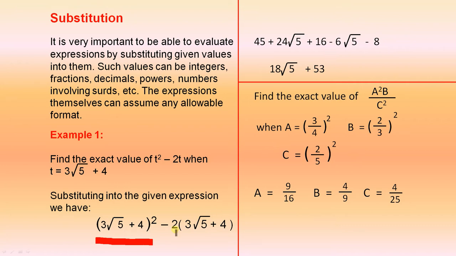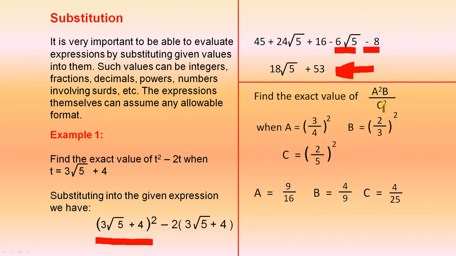Minus 2 outside of t, so 2 threes are 6, so that's minus 6 root 5. And minus 2 by plus 4 is minus 8. Collecting the like terms, 24 root 5 minus 6 root 5 is 18 root 5. 45 plus 16 is 61. 61 minus 8 is 53. So it's 18 root 5 plus 53, and that's the answer.